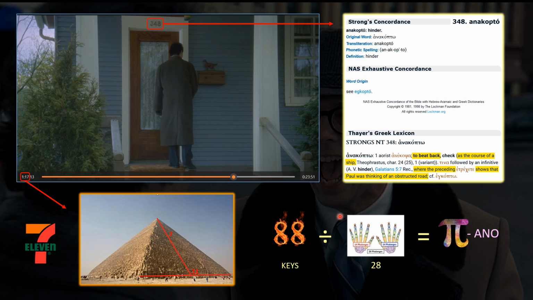And we can see here the address for the music teacher is 348, and the number 348 in the Bible means to hinder. It means to beat back as the course of a ship. So if you're steering a ship and you turn around, you would go the opposite direction, where the preceding shows that Paul was thinking of an obstructed road. So he's turning around, the pathway is blocked, pursuing a path of gluttony and the 7 deadly sins, Phil's not getting out of Groundhog Day here. He's not getting out of Punxsutawney, so he decides to turn 180 degrees and go in the opposite direction.